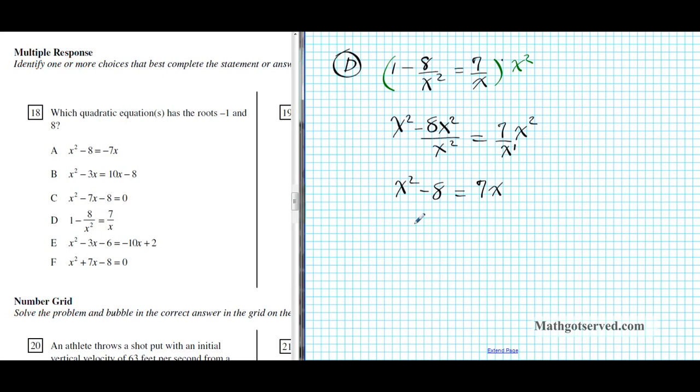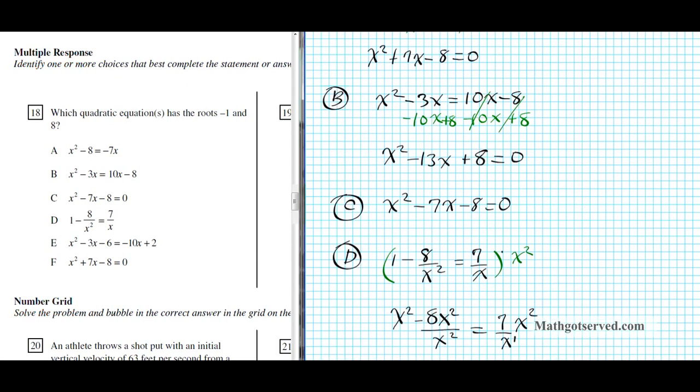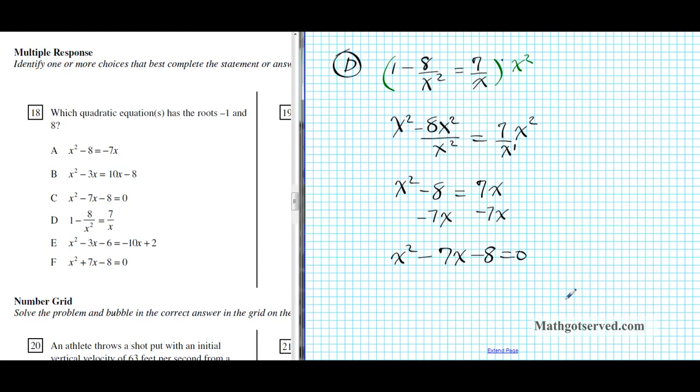To put this in standard form, we subtract 7x from both sides. And then we have x squared minus 7x minus 8 equals 0. If you notice, this actually matches with option letter C. So we have two matches right now, C and D.